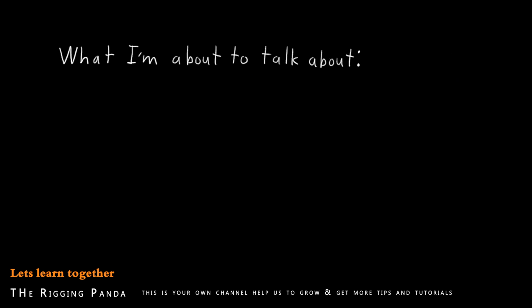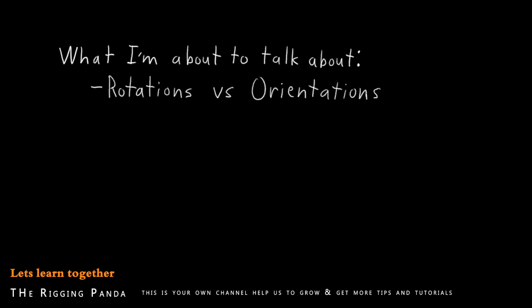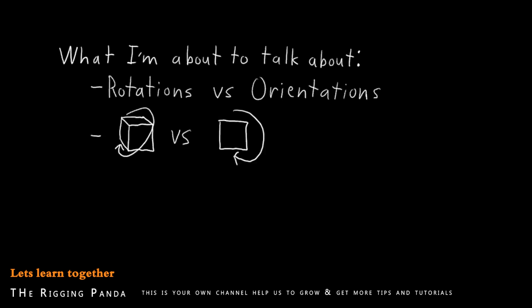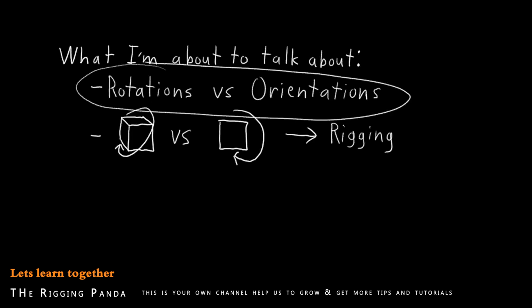Okay, let me start over by summarizing what I'm about to talk about. There are two main things that I want you to get out of this video. The first is the difference between rotations and orientations. The second is how much more complex 3D rotations are than 2D rotations, and the ways that this affects rigging. So let's start with the difference between rotation and orientation.